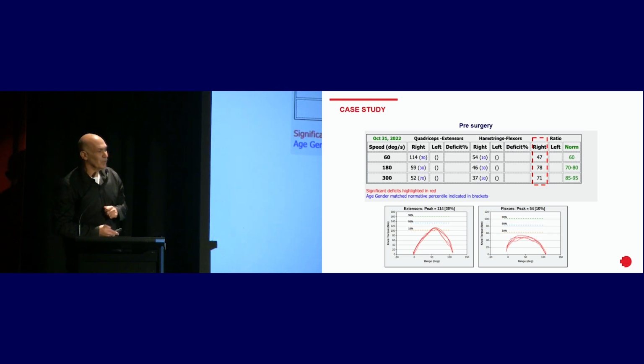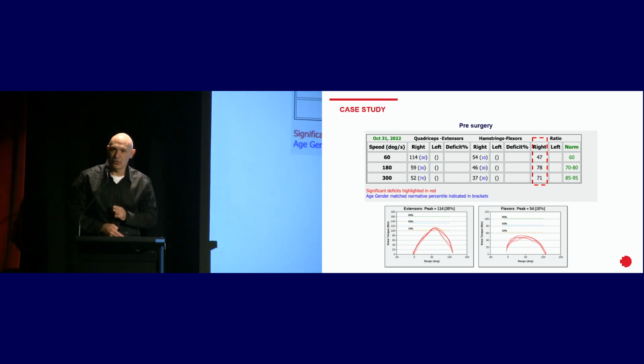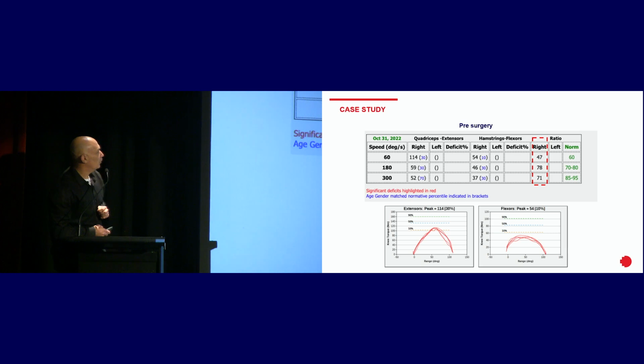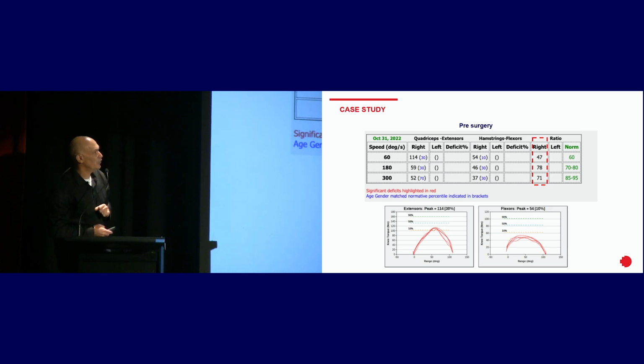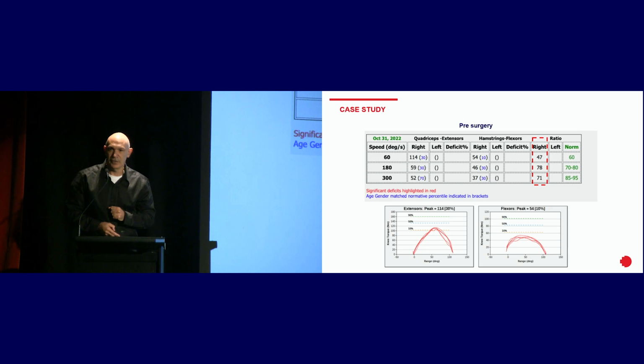So this is an example of a 17-year-old female footballer, and she did her left ACL. What you can see in the table is that the rows are the different testing velocities, and the columns are the quads and hamstring strength, and you also have the ratios. And in green at the end, you can see the healthy ratios.